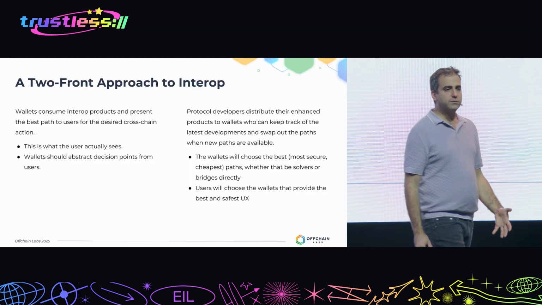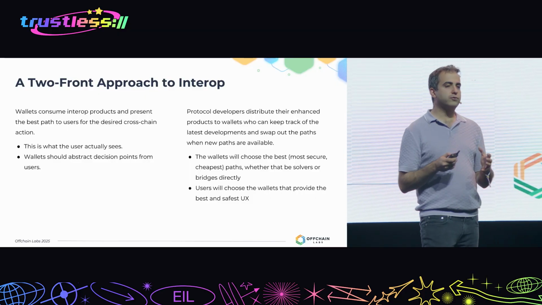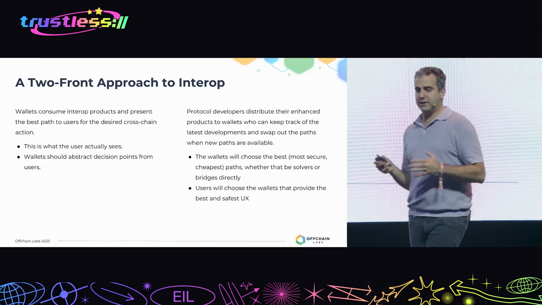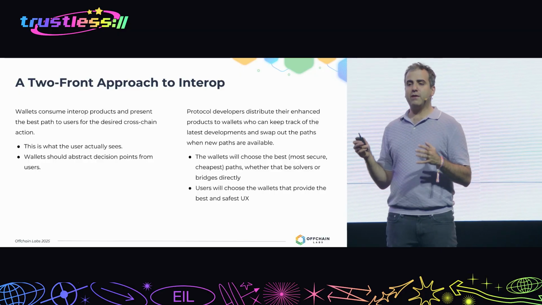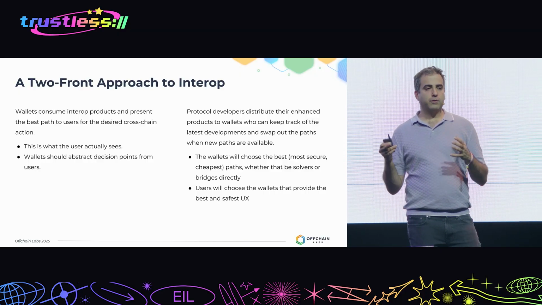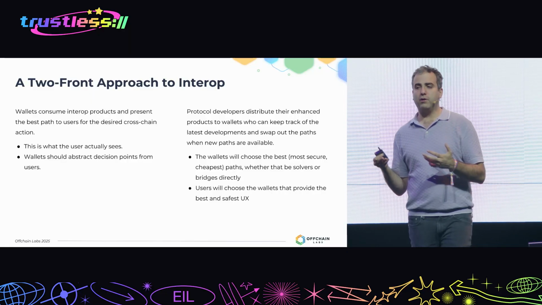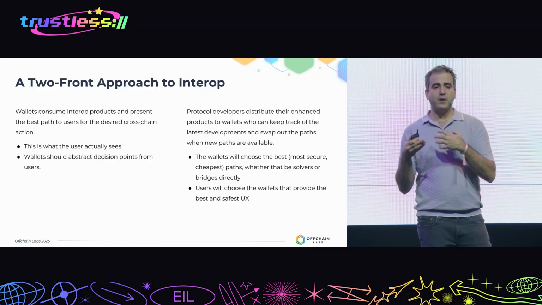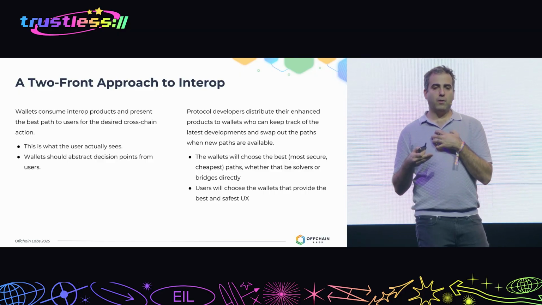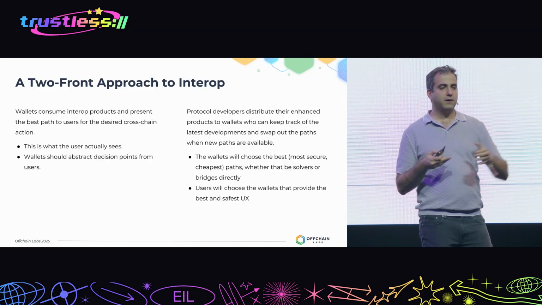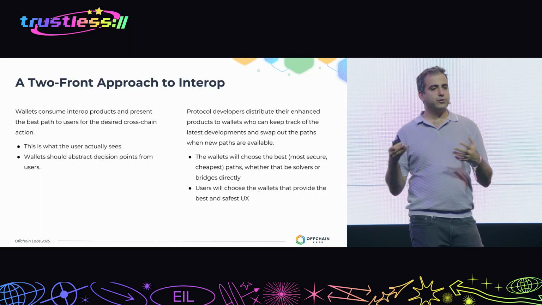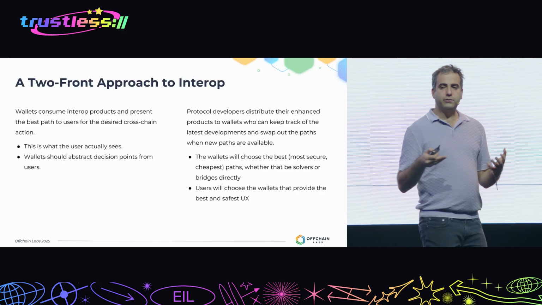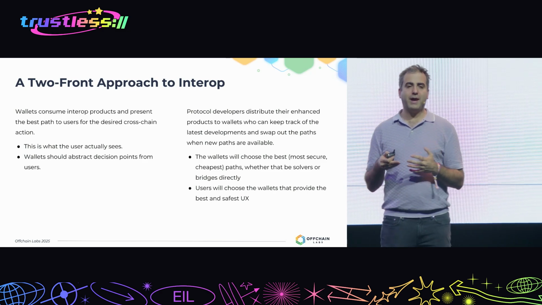What I propose is a two-front approach to interop, and it's a wallet-centric approach. Rather than selling all of these interop protocols to users or even to intent protocols, it's the wallets that need to integrate these protocols. If I want to go from Arbitrum and deposit something on Ethereum, my wallet should figure out for me how to go from chain A to chain B. How do I do the steps? I shouldn't have to do all these manual flows.